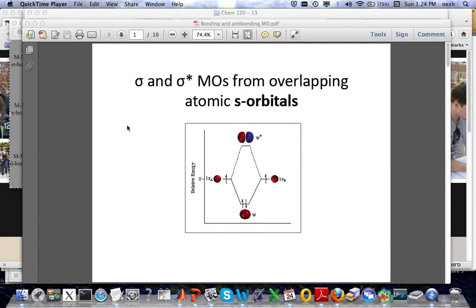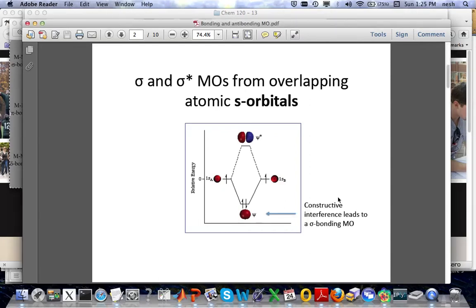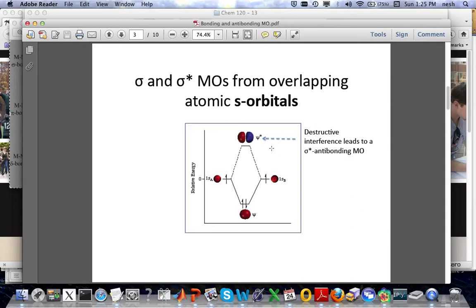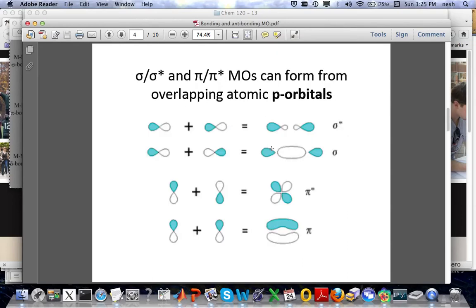This slide here you're already familiar with. It's sigma and sigma star molecular orbitals from overlapping atomic s orbitals. And as you well know from your Spartan work, here we have constructive interference between those two atomic orbitals that led to a sigma bonding molecular orbital. And up here, I've shown in the dashed line, destructive interference between those two atomic orbitals leads to a sigma star antibonding molecular orbital. How about when we start building molecular orbitals from atomic p orbitals?